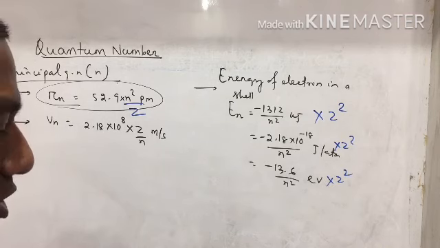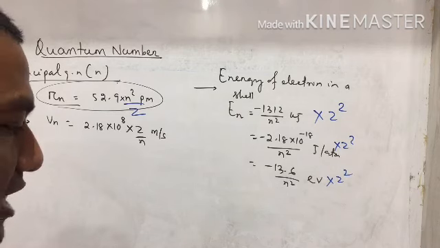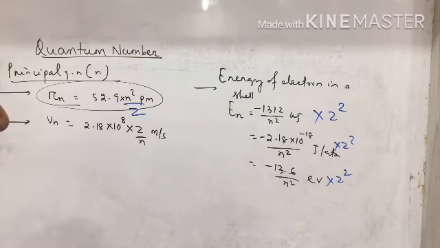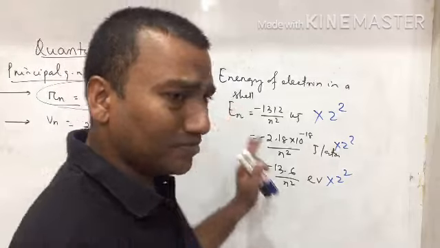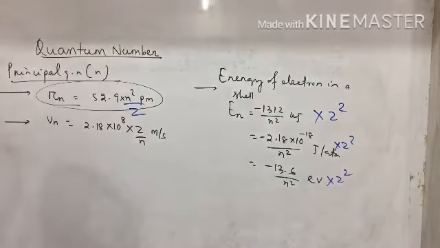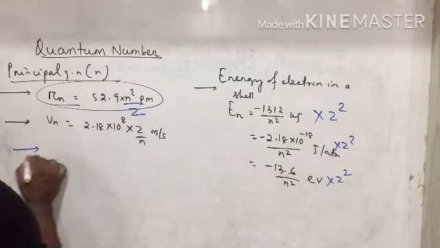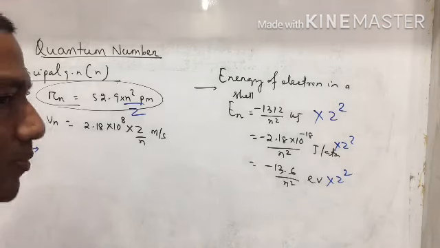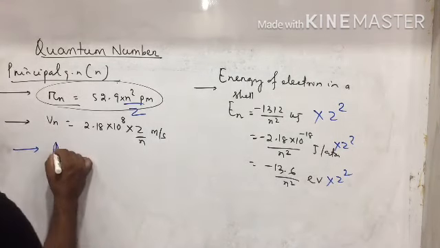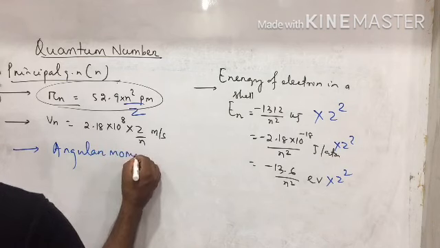Understood? So in the last class we have read line spectra. So line spectra is also explained by the principal quantum number. Understood? So these are the different informations. Next information is that principal quantum number also explains the angular momentum of an electron. Okay, angular momentum.